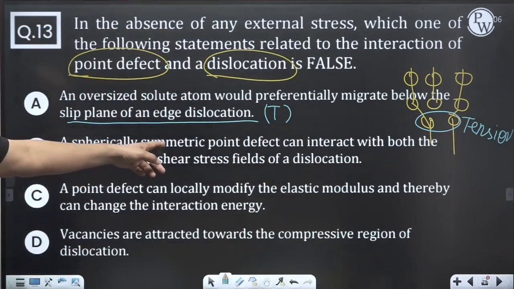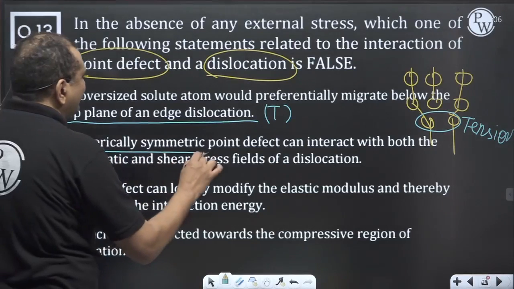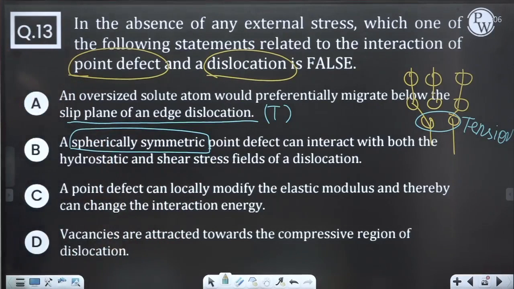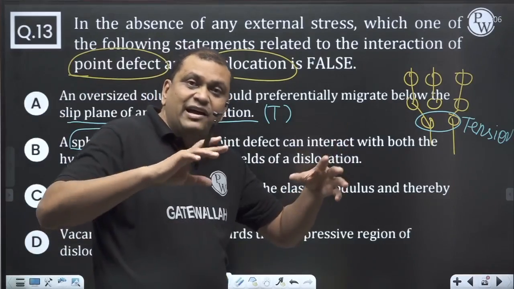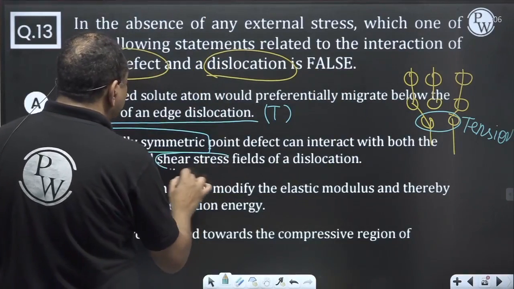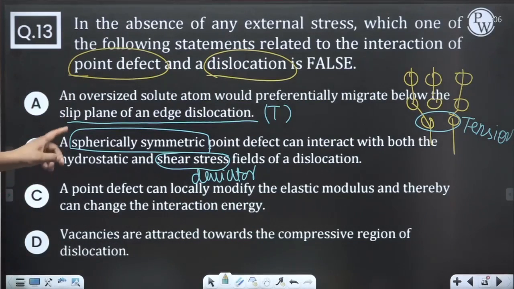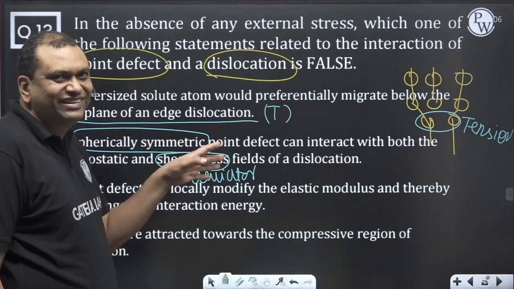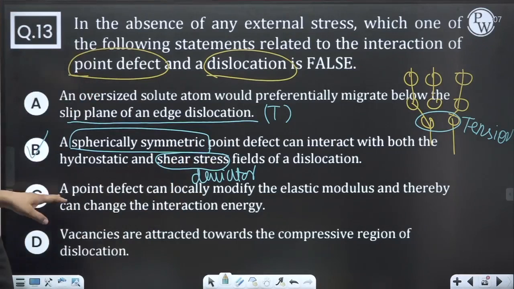A spherically symmetric point defect can interact with both the hydrostatic and shear stress field of the dislocation. Problem is that a spherical symmetry is almost difficult to get. In theory of plasticity, in the crash course metal forming, I had told you what is the hydrostatic component and what is the deviator. Shear stress is also called deviator component. So spherically symmetric point defects can interact with both the hydrostatic and the shear stress field of dislocation. It's a wrong statement. It cannot interact with both. Okay, na? So option will be C and D is also correct.